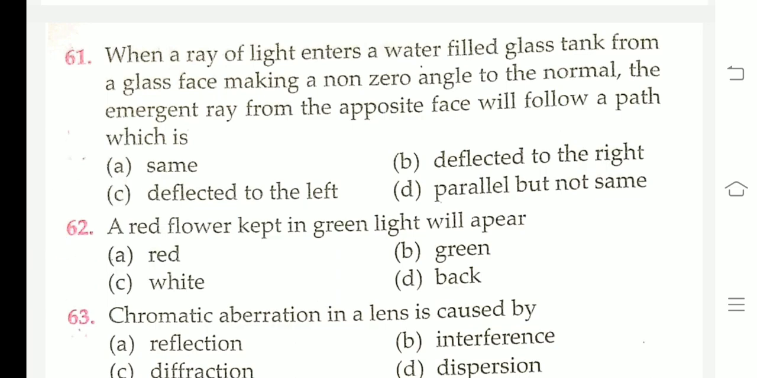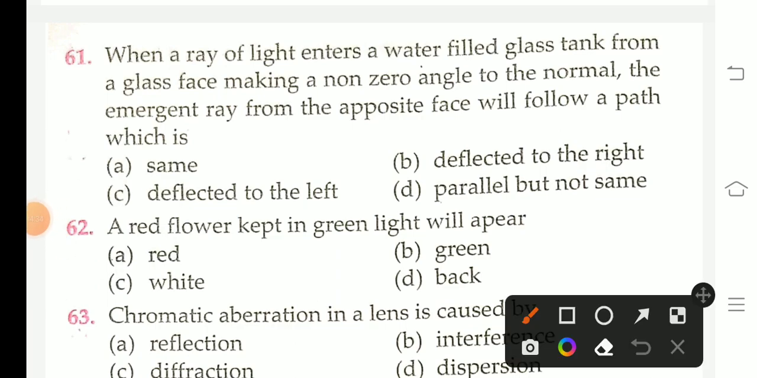Next, when a ray of light enters a water filled glass tank from a glass face making a non-zero angle to the normal, the emergent ray from the opposite face will follow a path which is. Right answer option D, parallel but not same.